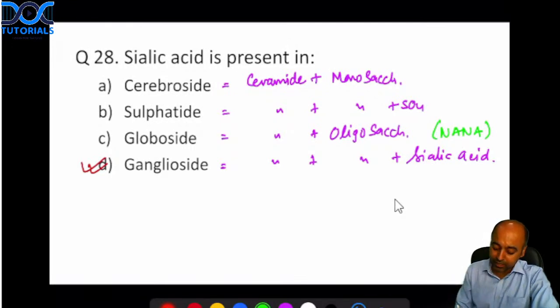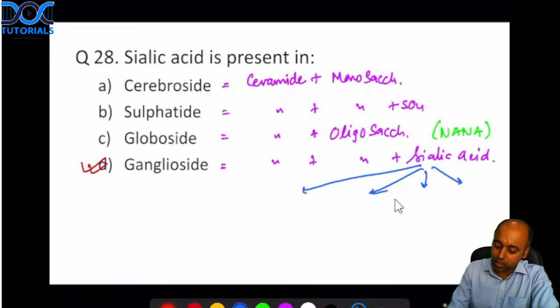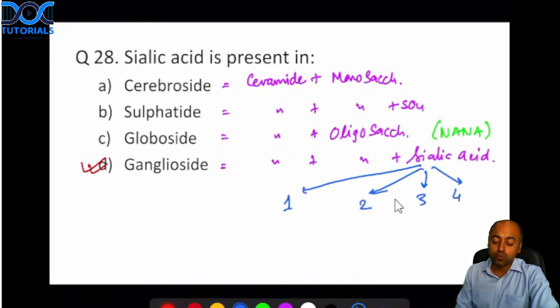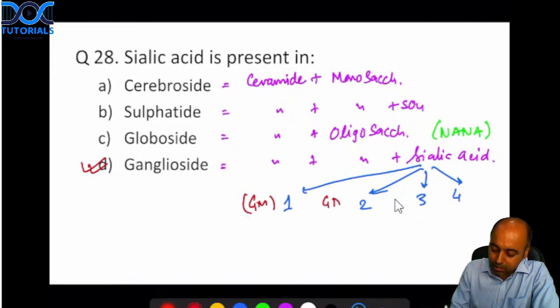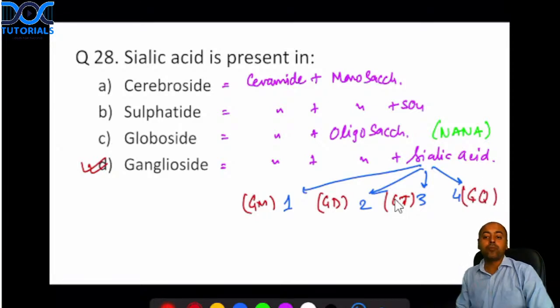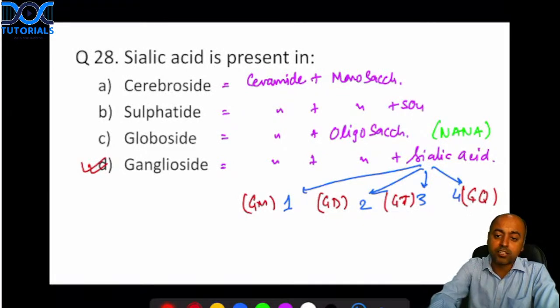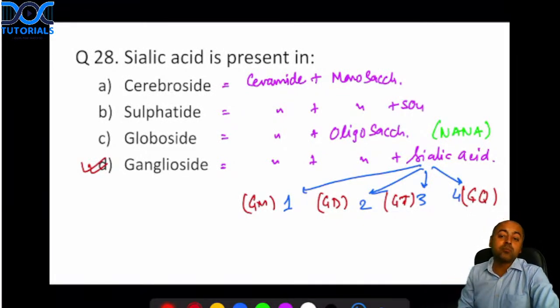Okay, the number of sialic acid residues is not fixed. You can have 1, 2, 3, or 4. Based on the number of sialic acid residues, you can have the GM, GD, GT, and GQ.